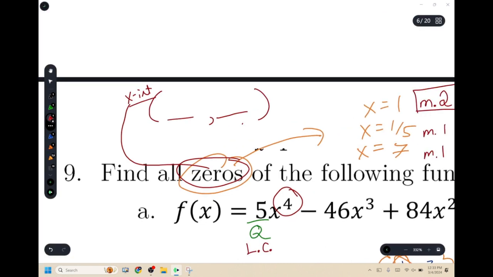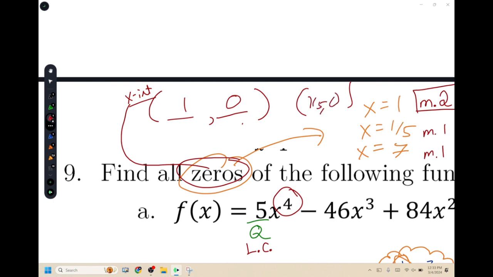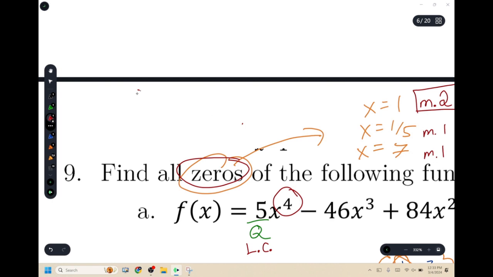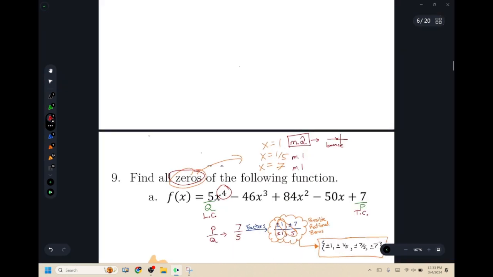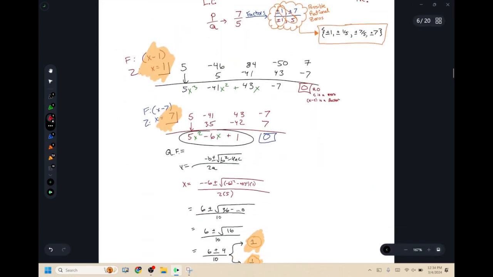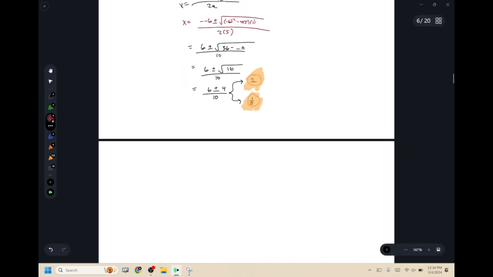So that would be like (1, 0), (1/5, 0). That's what a zero is, and there'll be 4 of them. Instead of giving you a big blank and making you write the right format, I'll give you the format to put it in. I most often do that. Not every time, sometimes I forget, but I like to do that. All right, let's keep going.